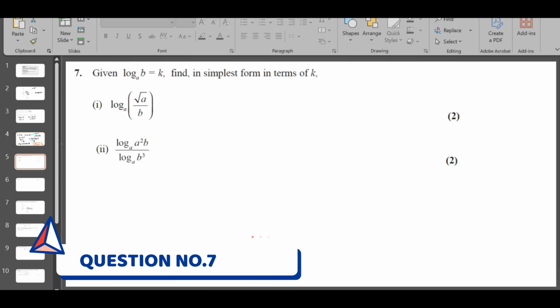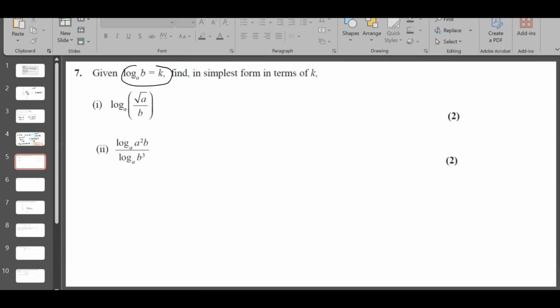Question number 7 now. Given that log b to the base a is k, find in simplest form in terms of k, part I and part II. That means you need to write the whole thing in terms of log b so that you can replace log b with k. That's what I'm going to do. For the first one, using laws of logarithm, I'm going to write it as log a minus log b, right? The division can be written this way. And then a power half, you can put the half in front using the laws of logarithm.